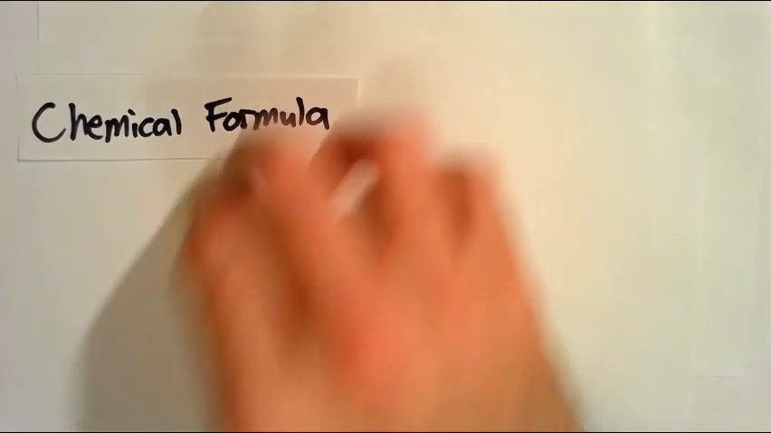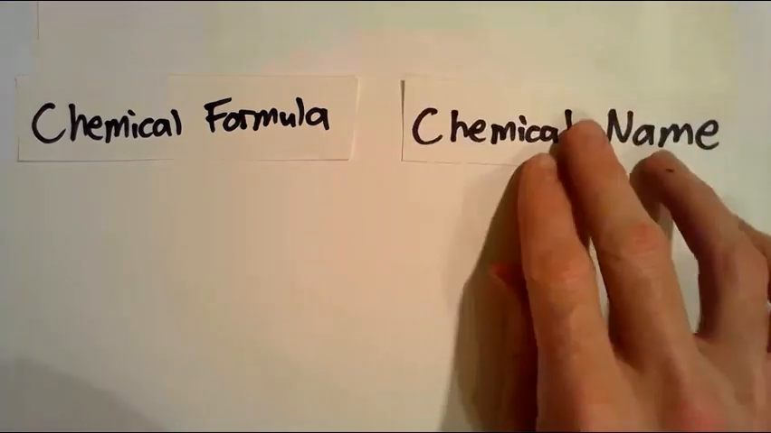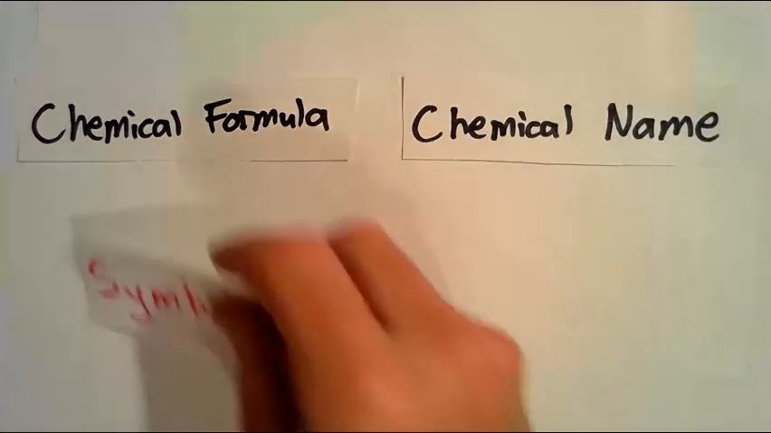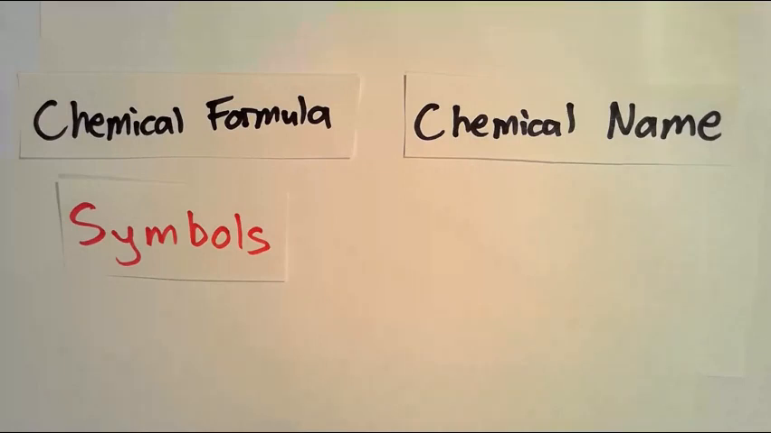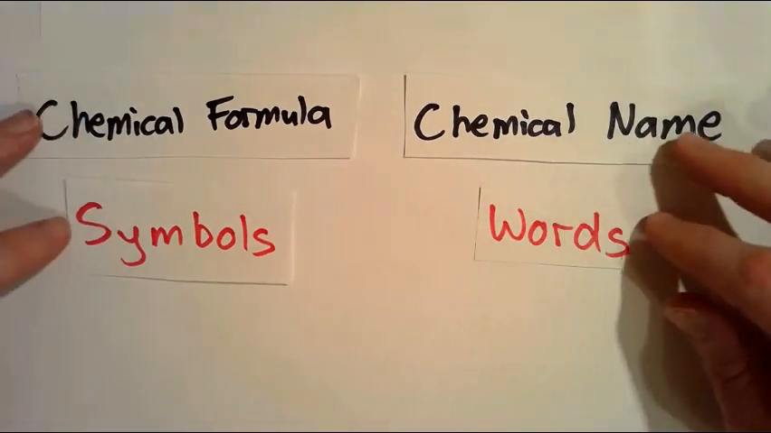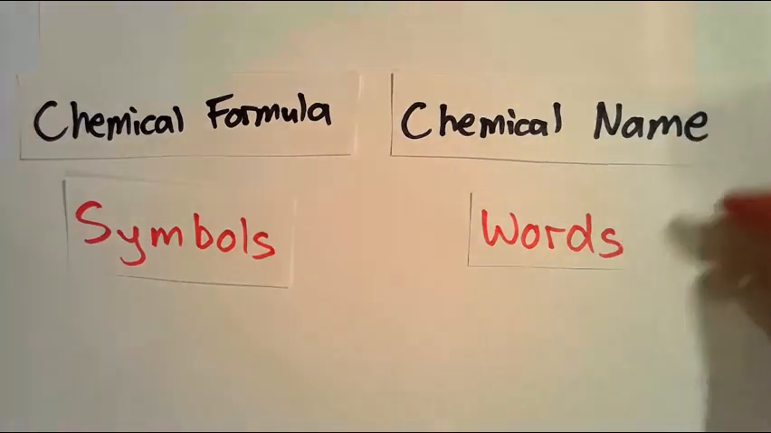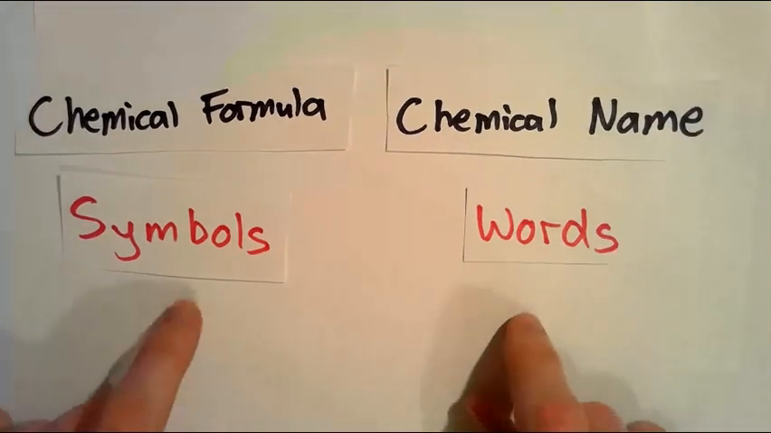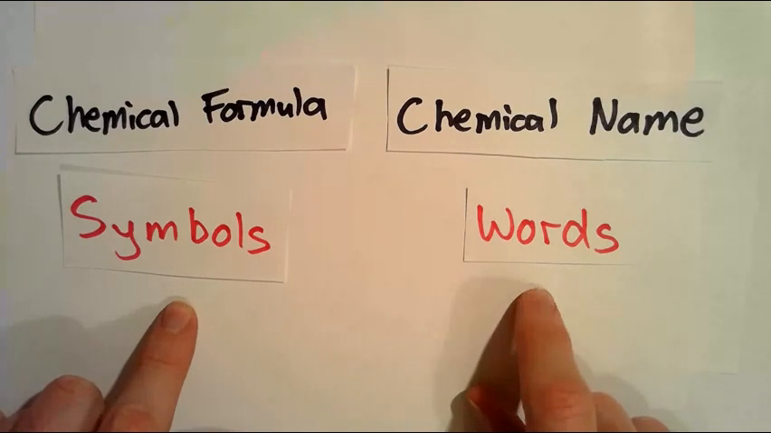Your tests and quizzes will ask you to know the chemical formula and also the chemical name. The chemical formula is the symbols, and the chemical name is the words. These two can be used interchangeably, and they mean the same thing. Just one is in symbols and one is in words.